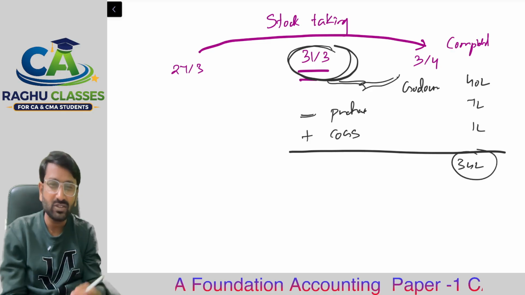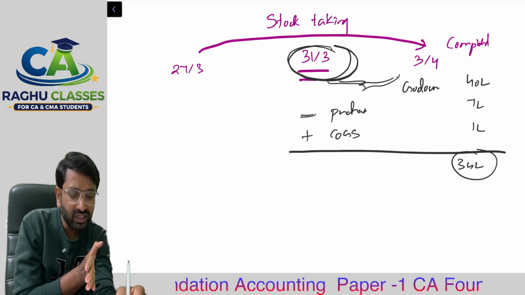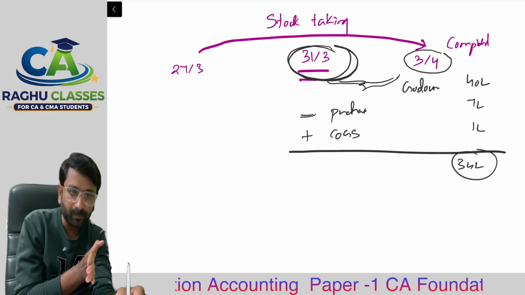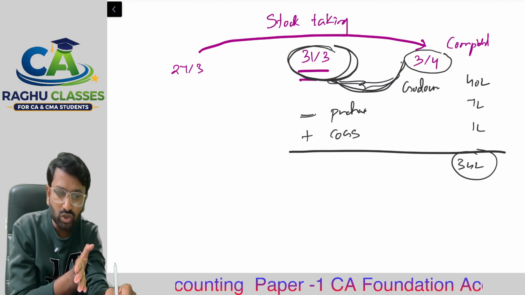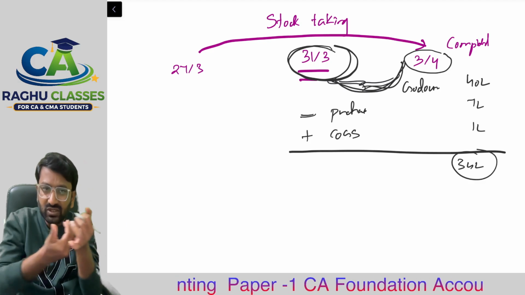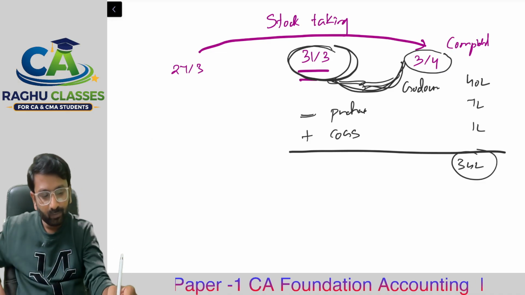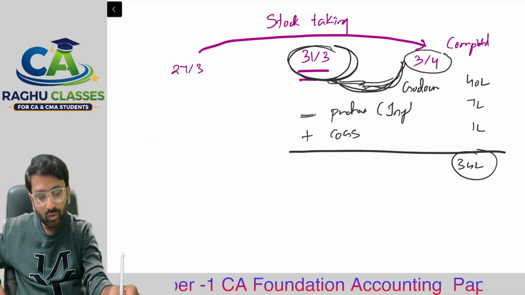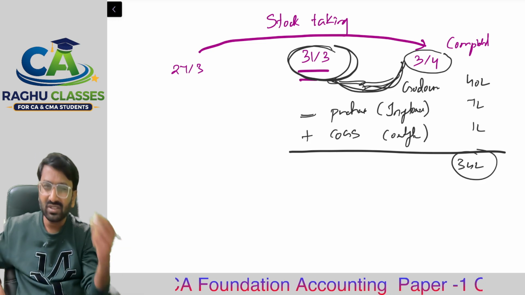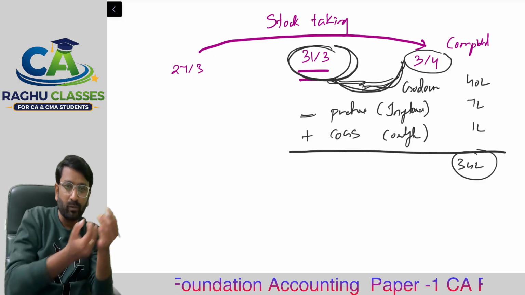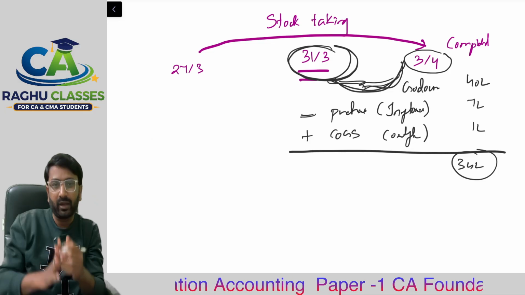This is what will come in the balance sheet. In this example, my stock taking got over on 3rd of April. From 3rd of April, I want to find out the 31st March value. So I'm doing backward calculation or reverse calculation. And whenever we do any backward calculation, inflows we are going to minus, outflows we are going to add. This is simple, basic common sense. So when I'm doing backward calculation, inflows will be deducted, outflows will be added.